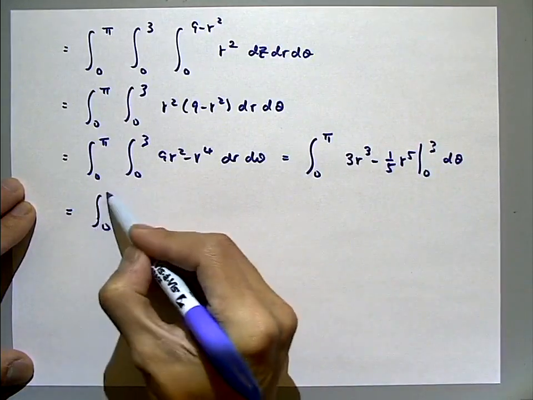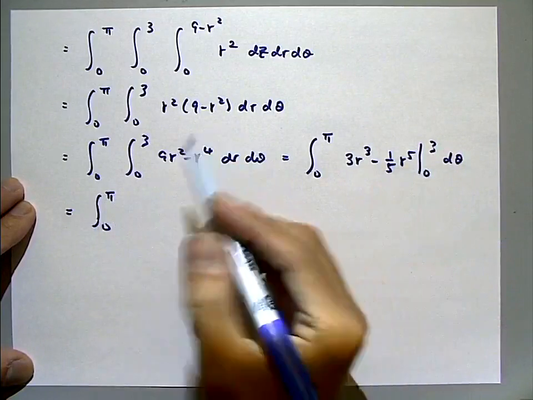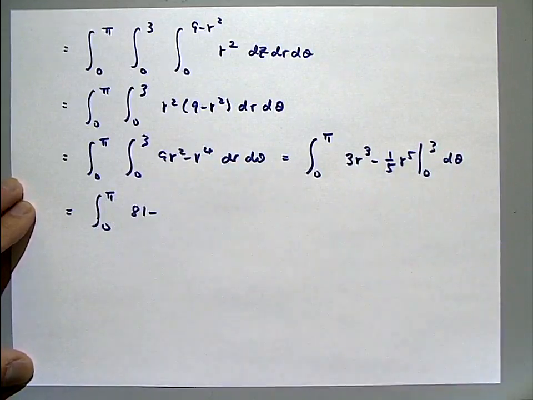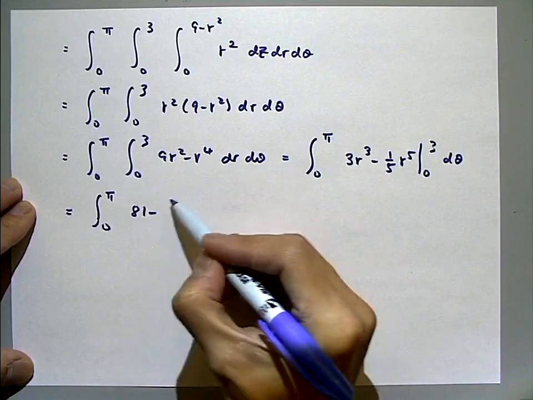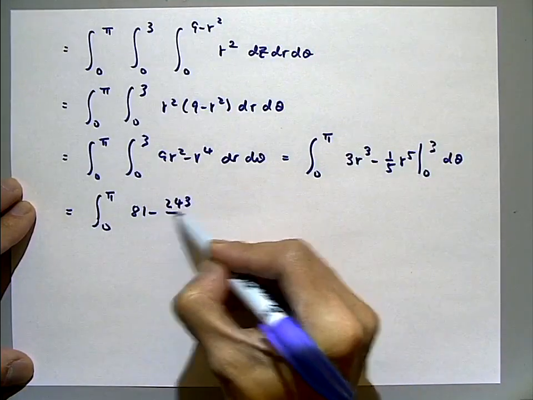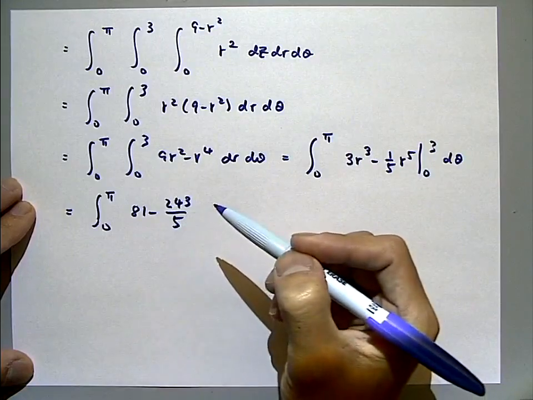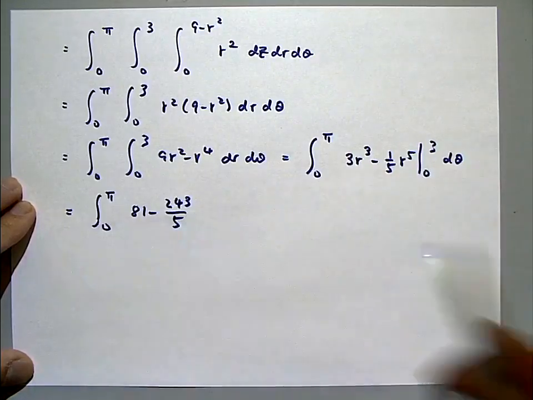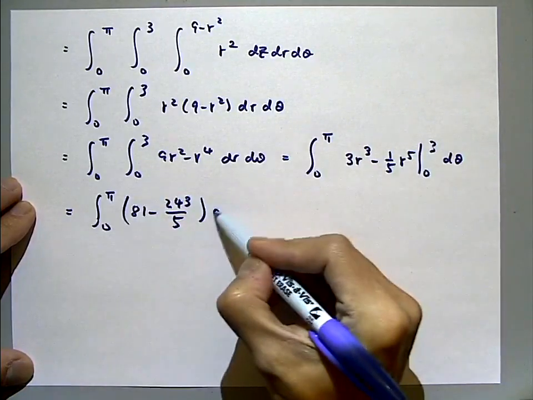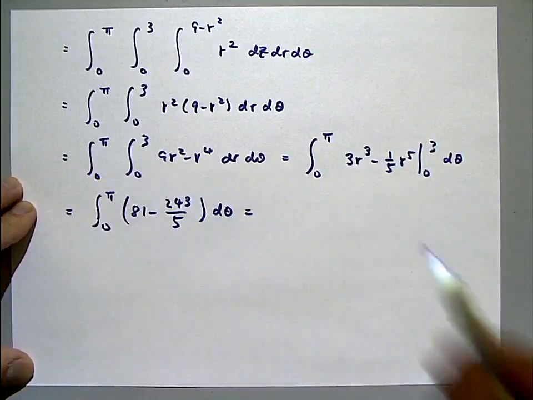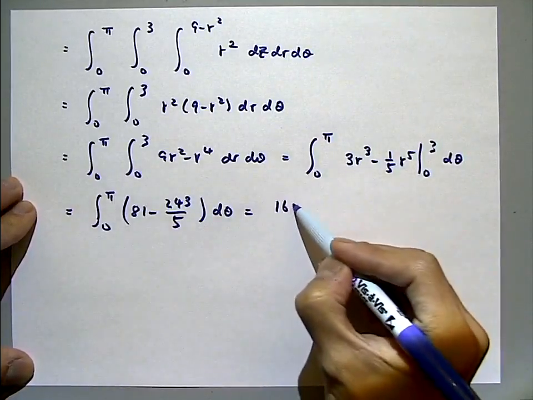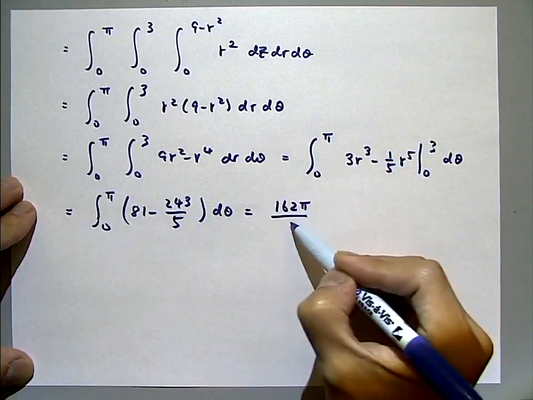0 to pi, 81 minus 3 to the fifth, whatever that is, 243. Is that right? You can calculate that. All right, there's no theta in here, so I just gain an extra pi. And at the end of this, we should get 162 pi over 5.